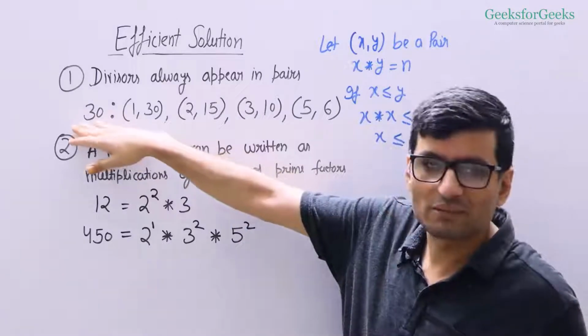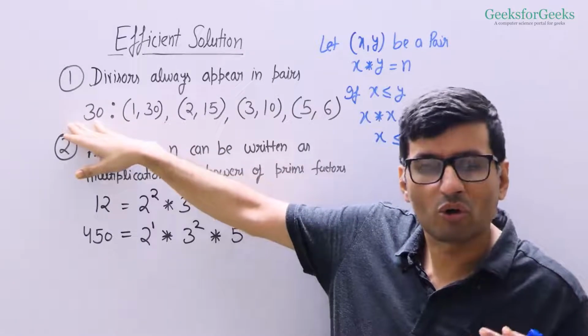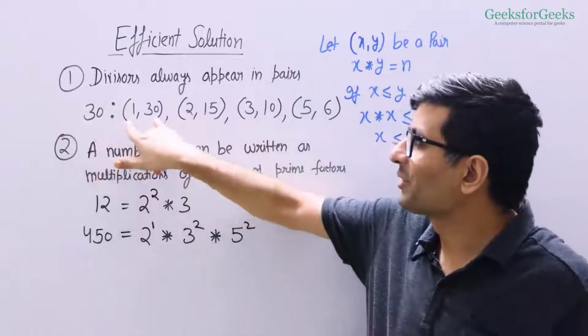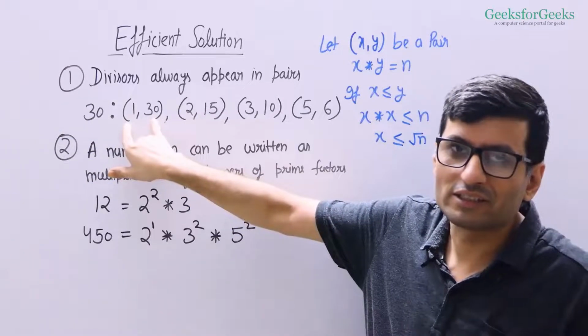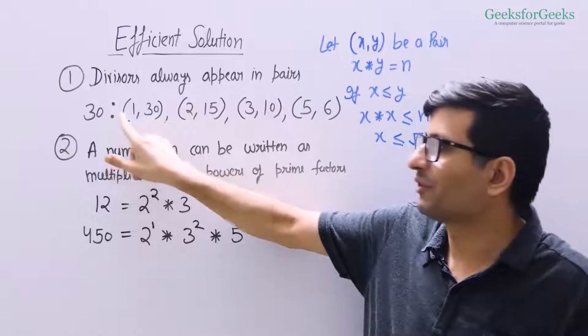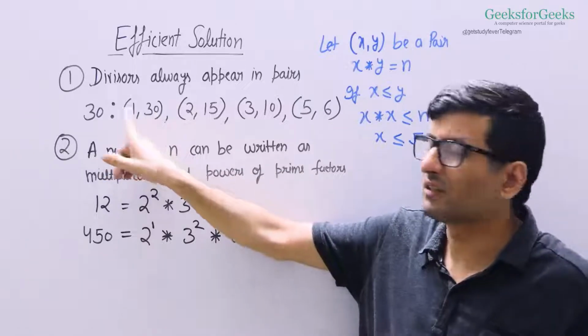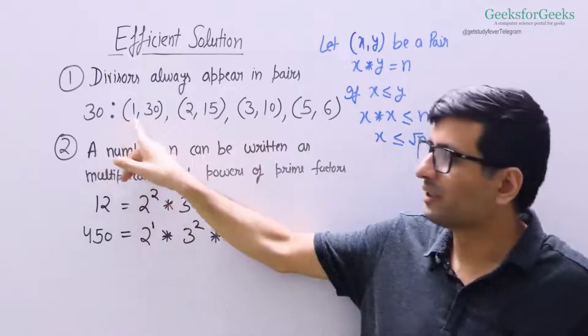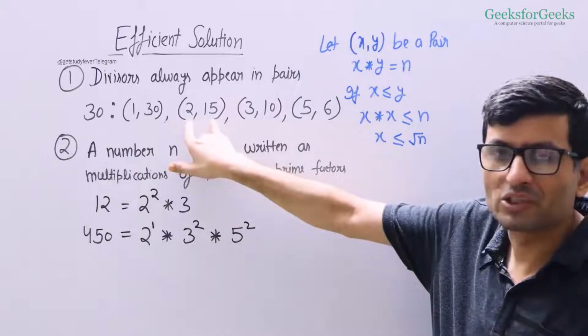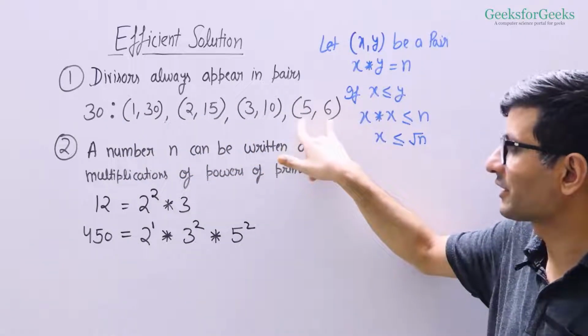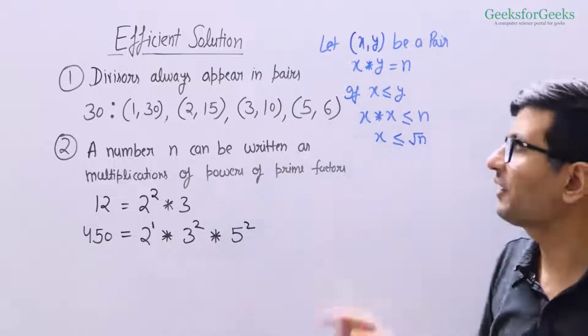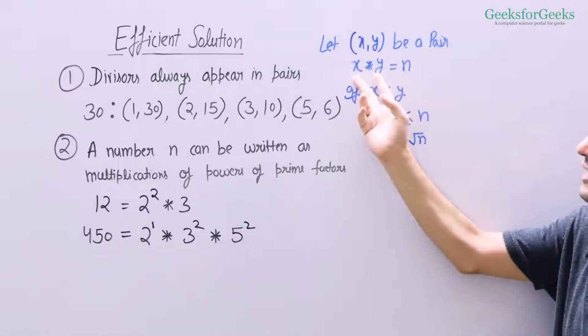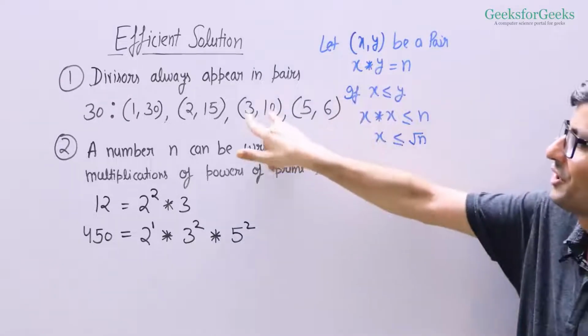For example, if there is a number 30, and if I talk about all of its divisors, I can notice that 1 and 30 are two divisors. They form a pair. If you divide 30 by 1, you get 30, and if you divide 30 by 30, you get 1. Similarly, we have other pairs: 2 and 15, 3 and 10, 5 and 6. So if I consider a pair x, y, then I can write x times y is equal to n. That's how these pairs are.